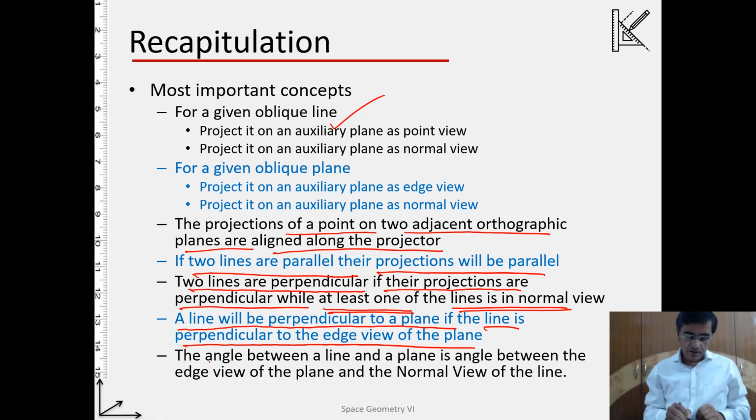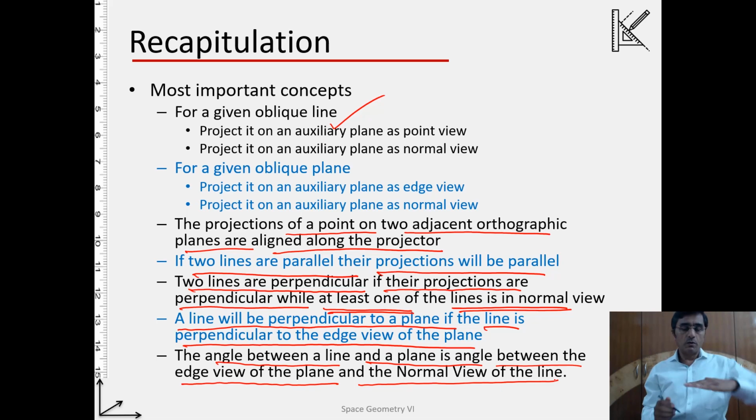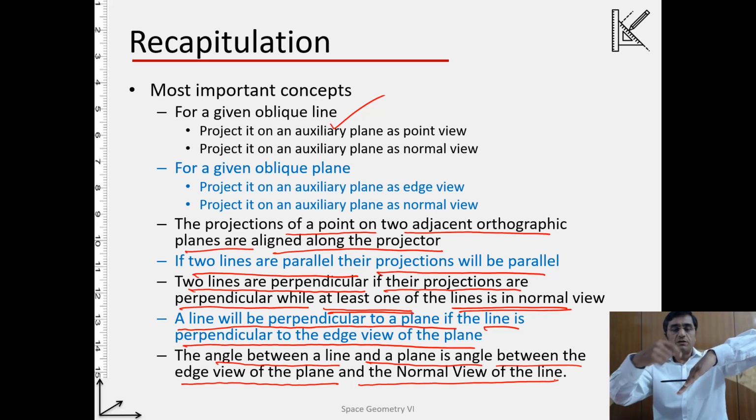Next, the angle between a line and a plane is the angle between the edge view of the plane and the normal view of the line. We will be making use of all these concepts. So if there is a plane and there is a line, whichever the case, and you want to see what is the angle formed, for example, this is the plane, that's the line. We are interested in the angle here. To know this angle, if I can project this line as a normal view, and also I have the edge view of the plane projected.